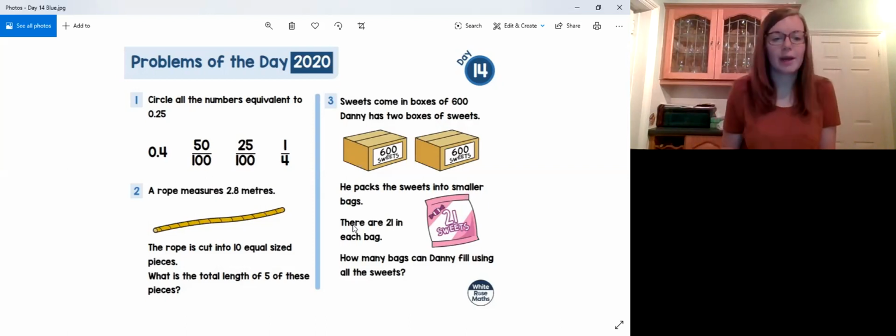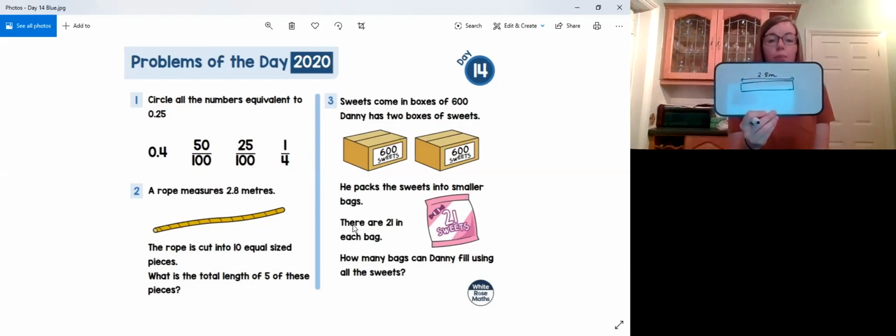Okay, moving on now to question 2. We have a rope that measures 2.8 meters. The rope is cut into 10 equal sized pieces. What is the total length of 5 of these pieces? Now, if you've been watching the whole video, although the length of the rope has changed, you might recognize the quick cheat we could do to get to the answer here.